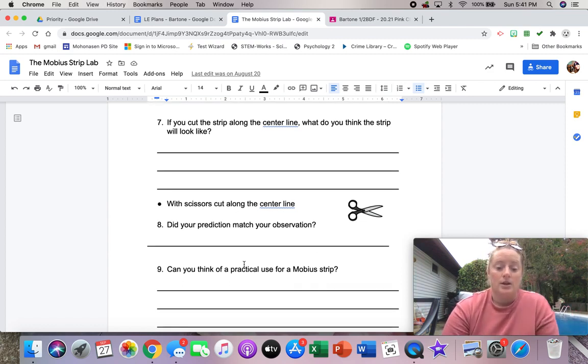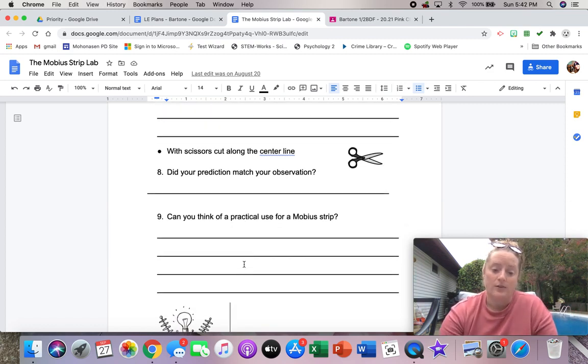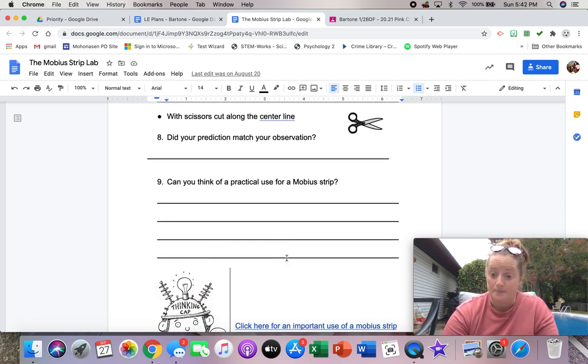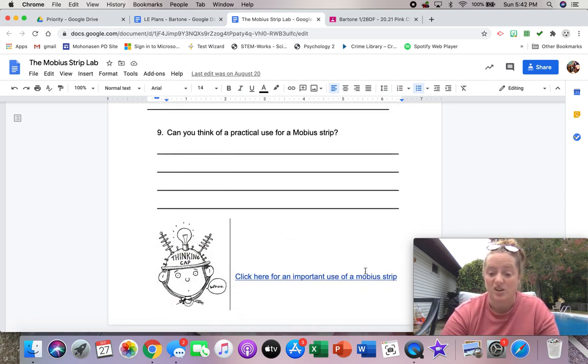And then the very last one says, can you think of a practical use for a Mobius strip? And then I will show you a little video that you might be familiar with of a little bit of a practical use of the Mobius strip.